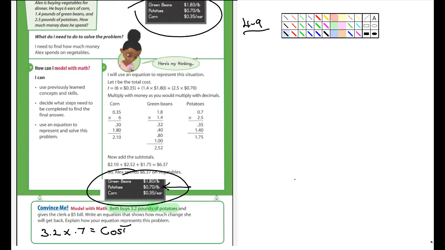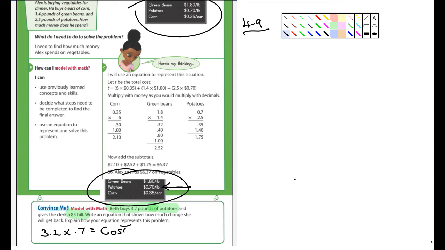And she gives the clerk a $5 bill. So let's say, just for example, it cost $4. How much change would she get back? Well, she'd get back $1. But it's not $4. I'm going to let you guys figure that out.